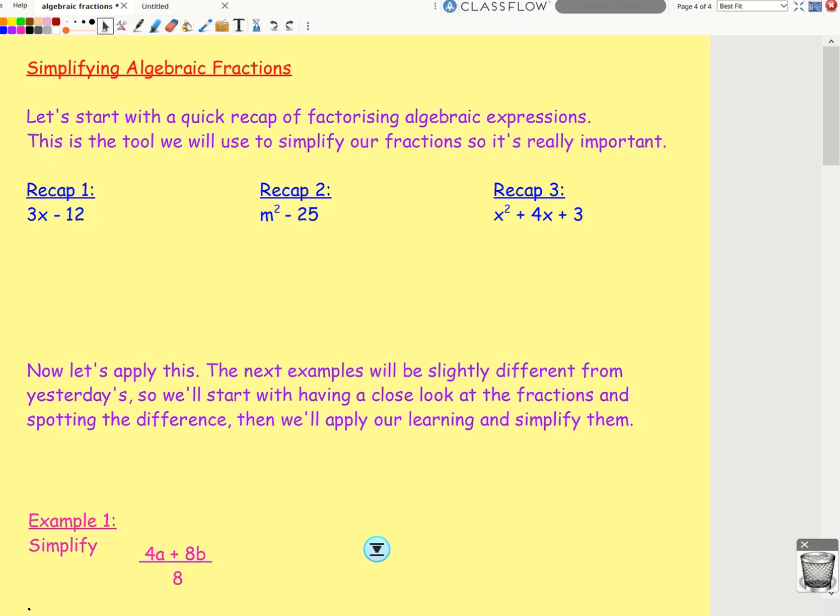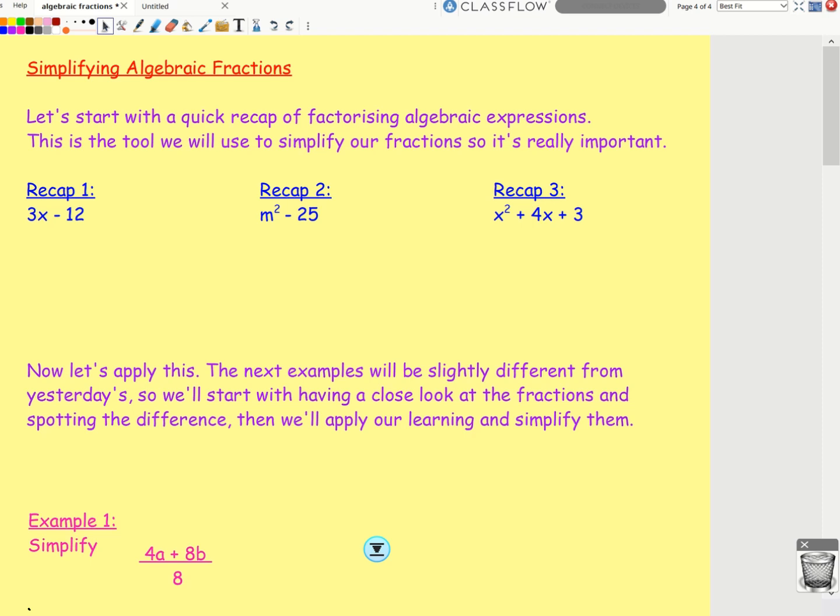Hi everyone, like the slide on your screen says, we are going to start with a quick recap of factorising algebraic expressions, okay? It's a tool that we will use to simplify our fractions, so it's really important that we remember this. It should be nice and clear in your head because we've just been preparing for our December prelim before the holidays, but we'll do a quick recap just in case. Alright, so the first one here, we've got 3x minus 12.